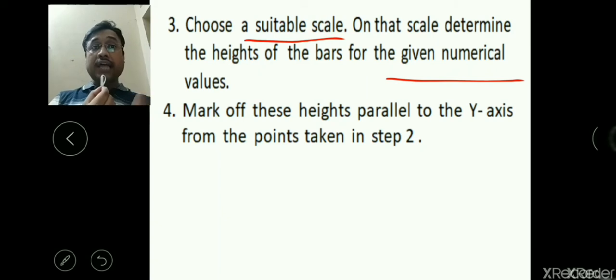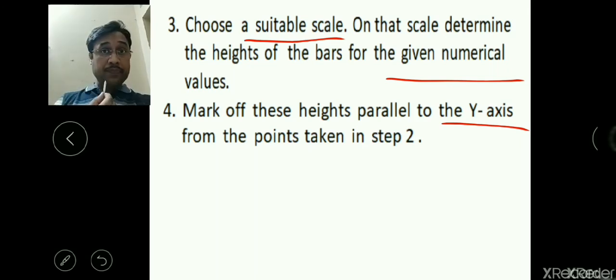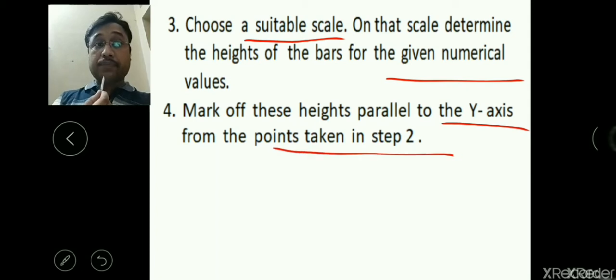So mark off these heights. After that, mark off these heights parallel to the y-axis. Listen to that clearly, the heights should be parallel to the y-axis, because you are mentioning heights on the y-axis only. And the data items on the x-axis, such as sports, the different types of sports we mentioned in the previous bar graph, are data items, and their corresponding heights you mention on the y-axis. So mark off these heights parallel to the y-axis from the points taken in step 2. In step 2 you have taken the points according to the information given.